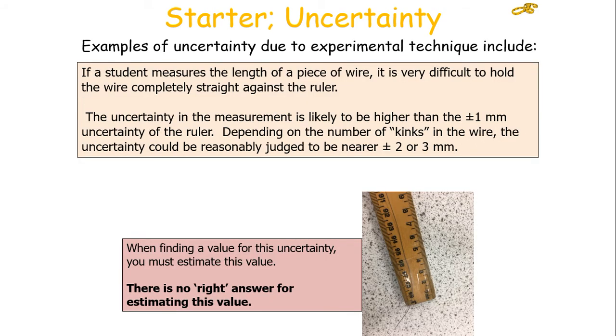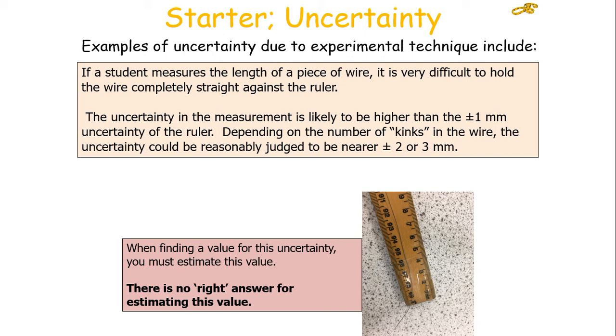Another example would be if a student measures the length of a piece of wire, it's very difficult to hold the wire completely straight against the ruler. So the uncertainty in the measurement is likely to be higher than the plus or minus 1 millimeter uncertainty of the ruler due to its resolution. This is dependent on the number of kinks in the wire. It could actually be plus or minus 2 or 3 millimeters.